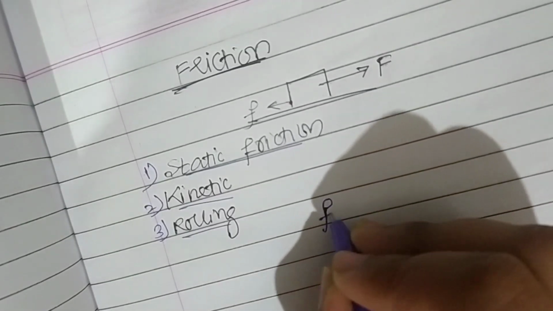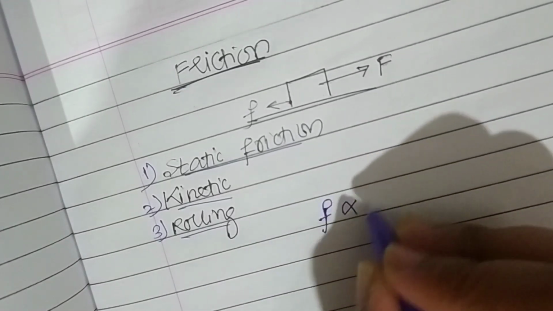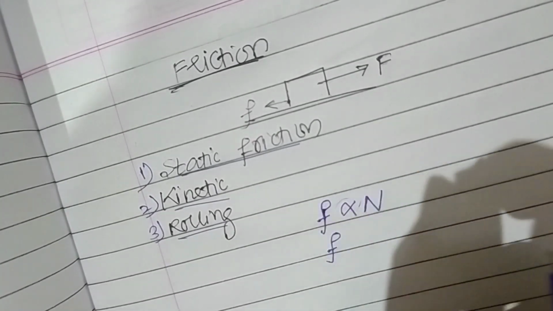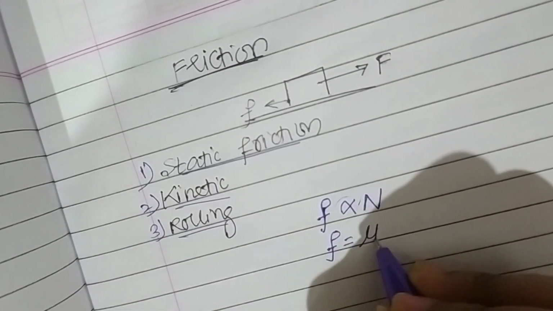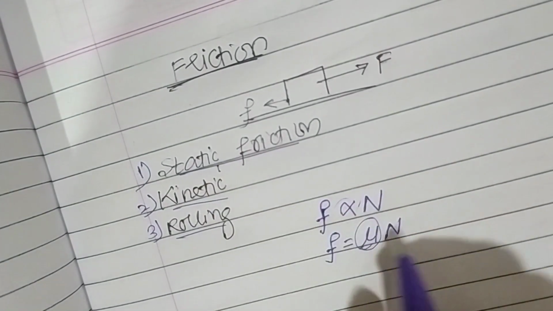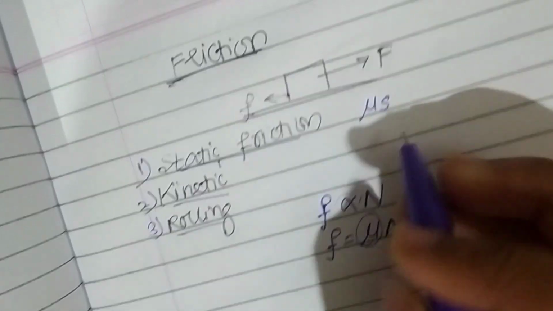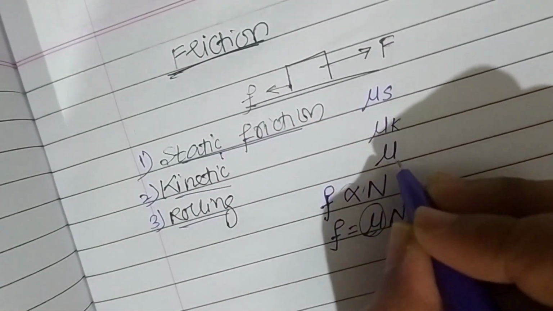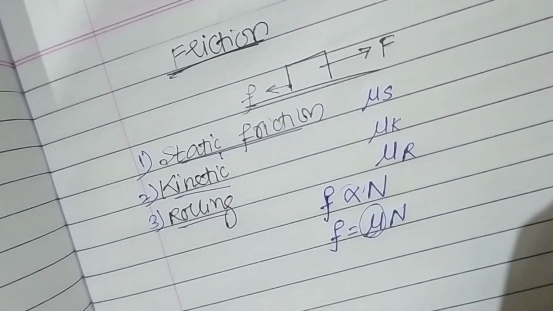Frictional force is denoted by small f and it is directly proportional to the normal reaction. When we remove this proportionality, we get a constant called mu, and mu is nothing but the coefficient of friction. If the friction is static friction, then the coefficient of friction is mu s, if it is kinetic friction, then it is mu k, and if it is rolling friction, then it is the coefficient of rolling friction.